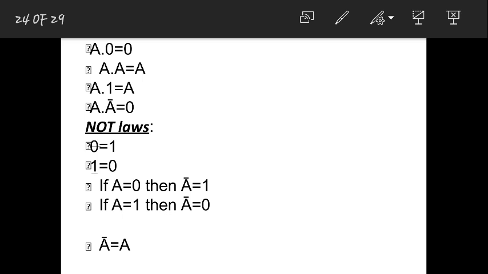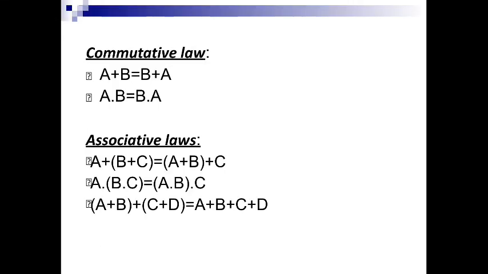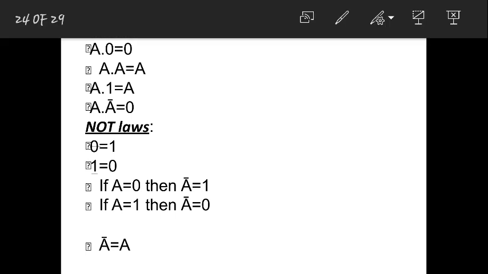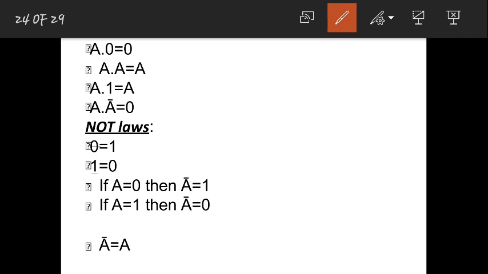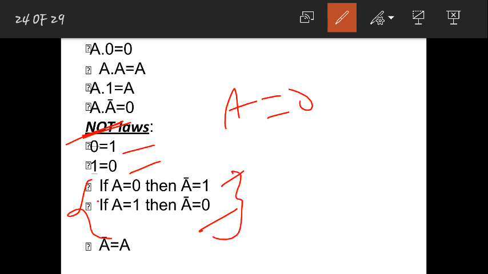Next you have the NOT law. The NOT laws are nothing but this: when you take A is equal to 0, the complement of A will be equal to 1. When you take A is equal to 1, the complement of A will be 0. This is simple, it's very easy. 0 becomes 1, 1 becomes 0, that is what he has done here in this NOT law. He is trying to say this: if A is equal to 0, then A complement will be equal to 1. Okay, these are the laws.